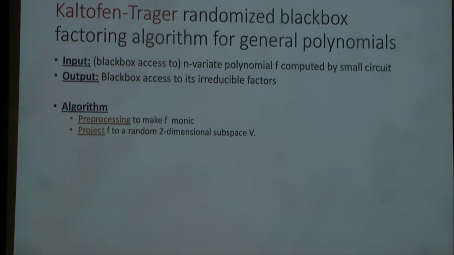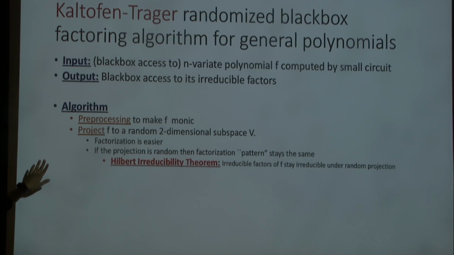The second step is you take this polynomial which depends on n variables, and make it depend on only 2 variables. You project it down to a random 2-dimensional space. Once f has been projected to a 2-dimensional space, the polynomial f depends on only 2 variables. And if it depends on only 2 variables, then factoring is easy. We know if the polynomial has only constantly many variables, we know how to factor. So factoring is easy once it's 2 variables.